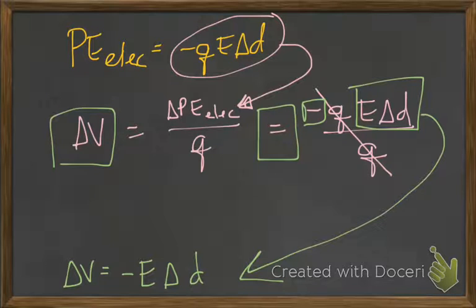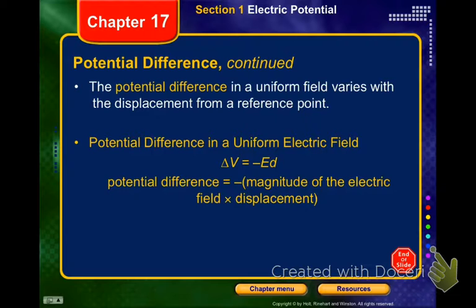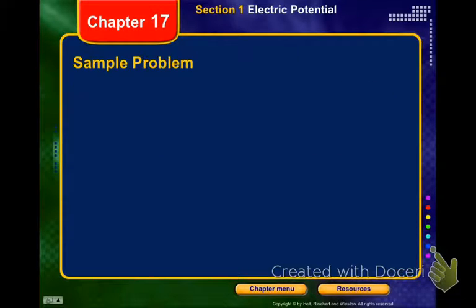So let's work through a sample problem. It says a charge moves a distance of 2 centimeters in the direction of a uniform electric field whose magnitude is 215 newtons per coulomb. As the charge moves, its electric potential energy decreases by 6.9 times 10 to the negative 19th joules. Find the charge on the moving particle, and then find the potential difference between the two locations.